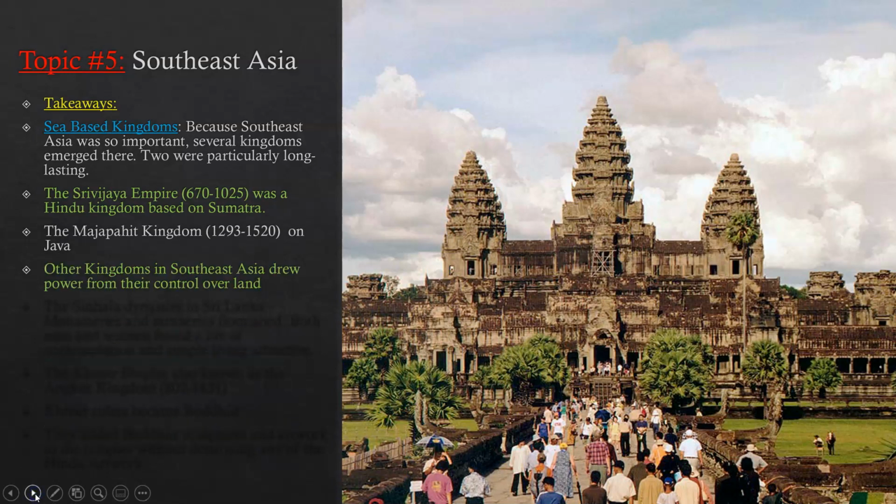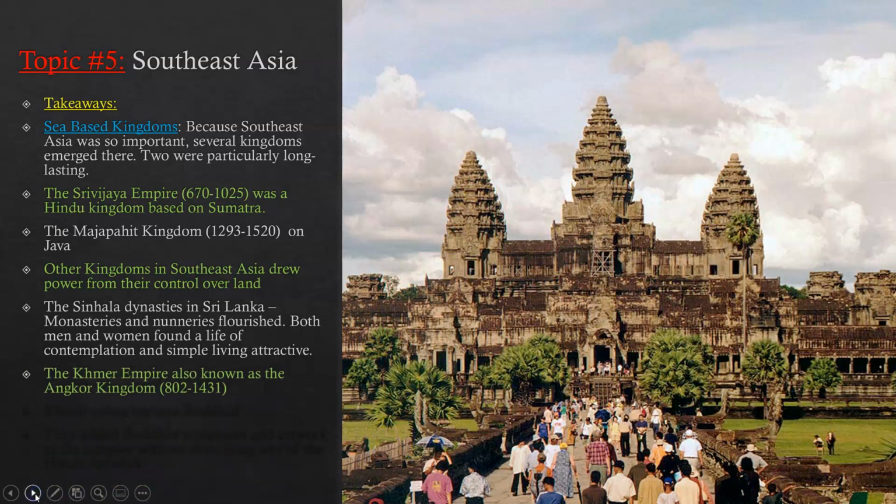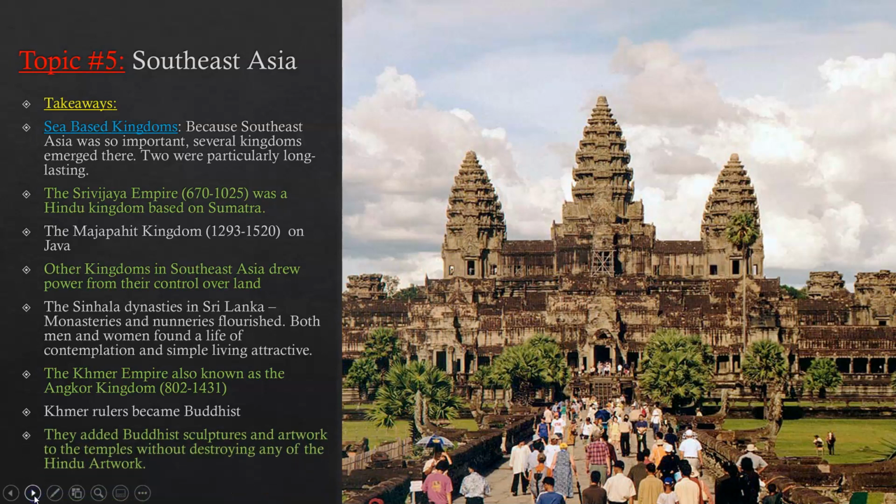So here's some kingdoms. These are sea-based kingdoms, and by looking at the map, you should know why they're sea-based kingdoms, right? So you've probably heard of the Khmer Rouge when we talk about Pol Pot much later in the course. But the Khmer Empire here has the Angkor Kingdom. And Khmer rulers become Buddhist. And they add Buddhist sculptures and artwork to the temples without destroying any of the Hindu artwork. So that was kind of cool.